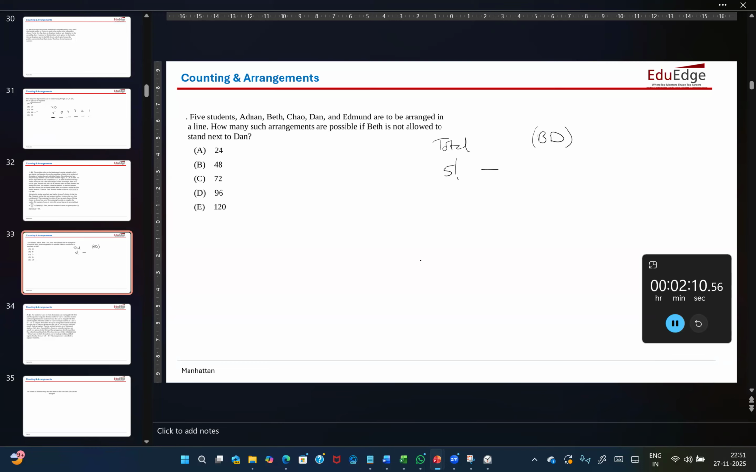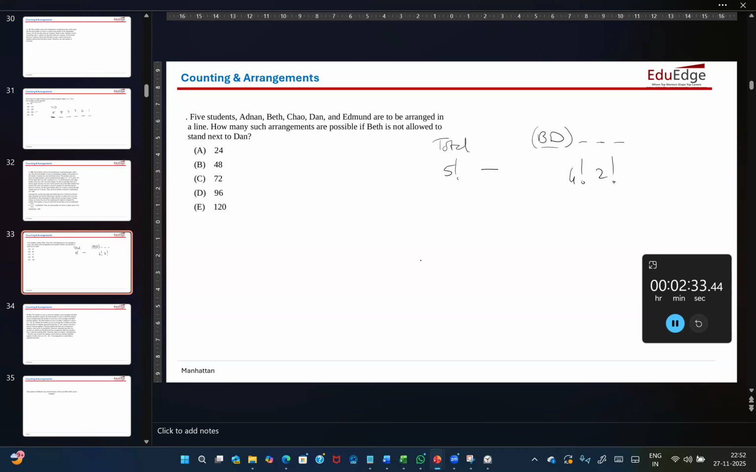So you're doing the complement method: total minus together. BD is one group, and then there are three more, so that's 4 factorial ways. Do we divide by 2? No, not divide by 2, multiply into 2 factorial. BD can be DB also.